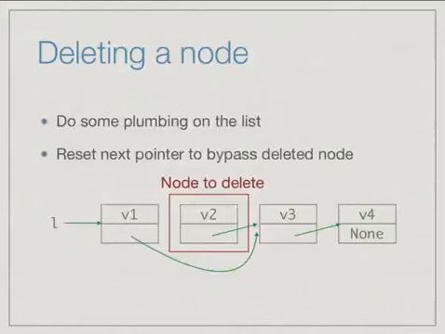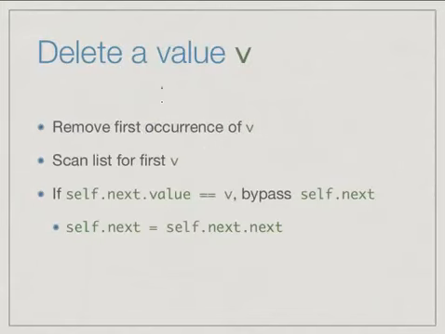So what we will actually do is we will scan by looking at the next value. So if the self.next.value is V, that is, the next node is to be deleted, then we bypass it by saying the current node's next is not the next node that we had, but the next node's next. So self.next is reassigned to self.next.next, bypassing the next node.